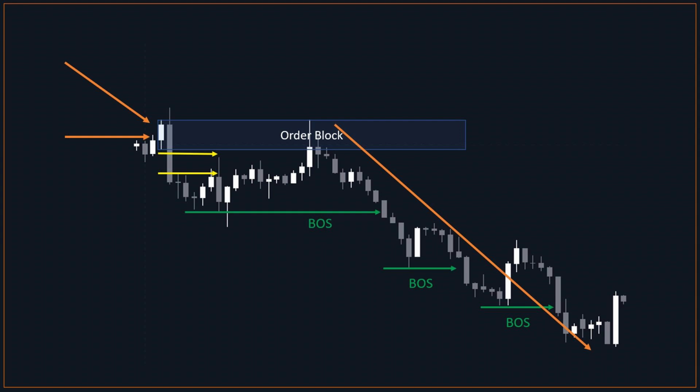All right, guys, so this was a short course of a simplified version of order blocks right here.